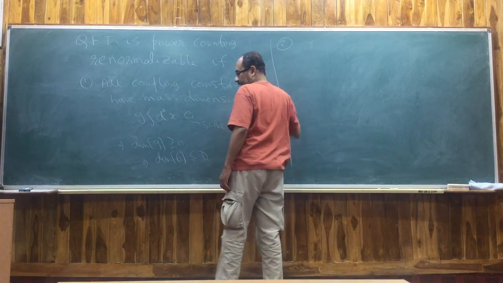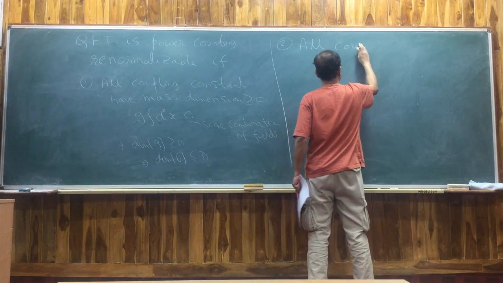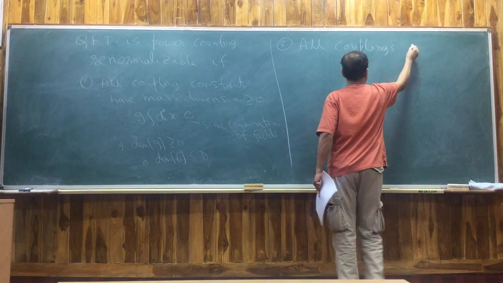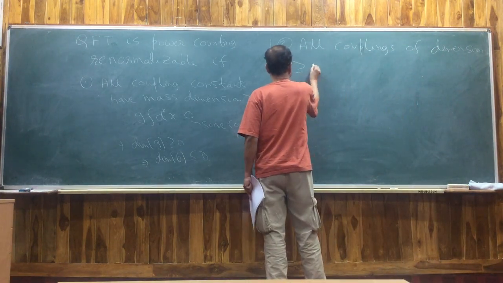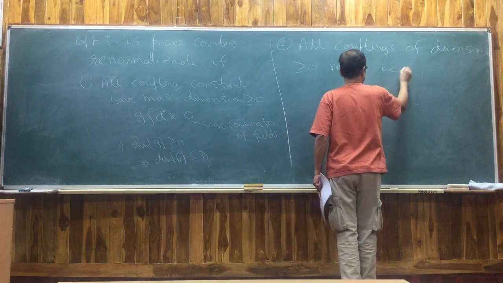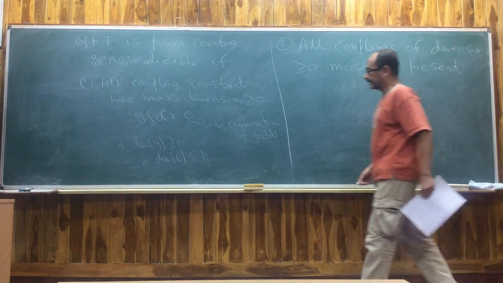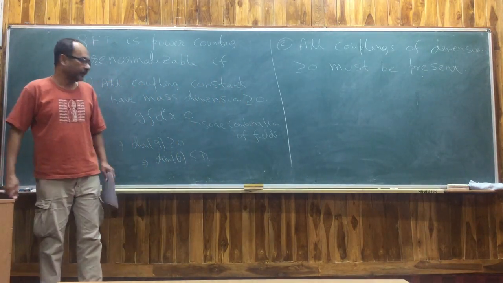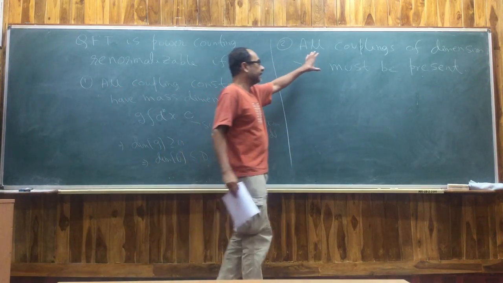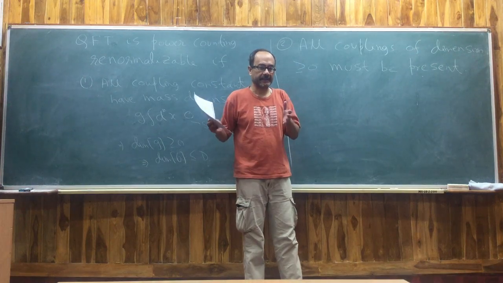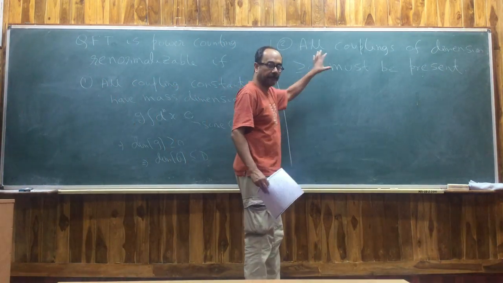The second condition that we saw is that all couplings of dimension greater than or equal to zero must be present. So this condition guarantees that you don't have uncontrolled divergences, because if you have coupling constants of negative dimension, then by repeating it again and again, you can get more and more divergences. Whereas this condition guarantees that you have enough counter terms to remove the divergences which would be present, given the first condition is satisfied. Now we'll see that we can relax this constraint using symmetries, but I'll come back to that in a few minutes.